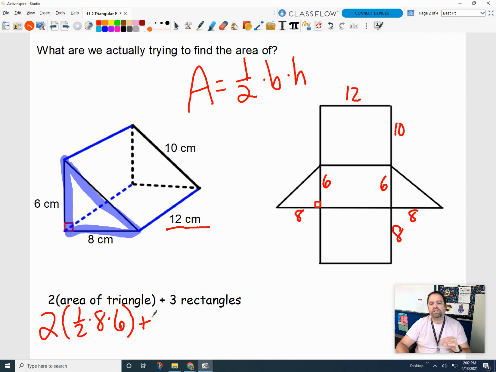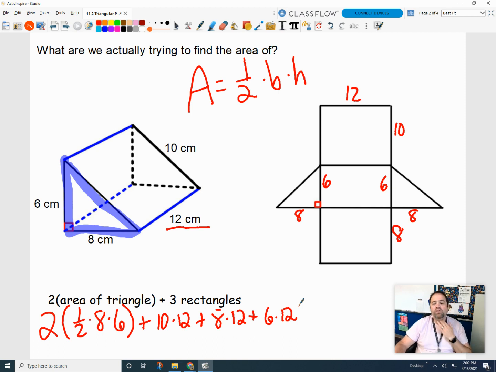And then I've got three separate rectangles. Now, a rectangle is pretty straightforward to find the area of. It's what we've been doing, length times width. So I've got a 10 by 12. I've got an 8 by 12. And I've got a 6 by 12. Those are all getting added on. Those are multiplications, not decimals.